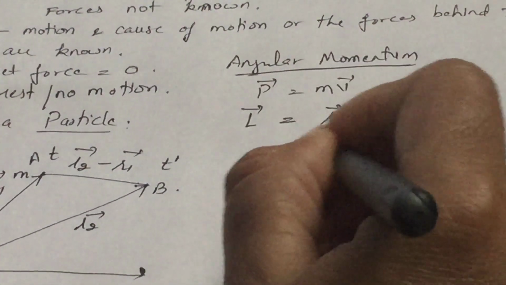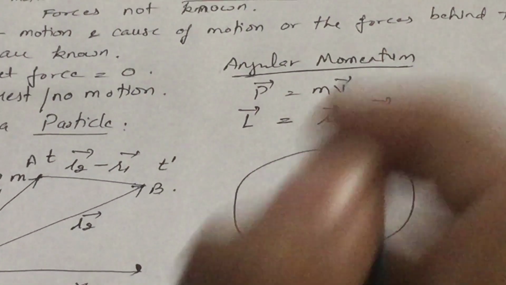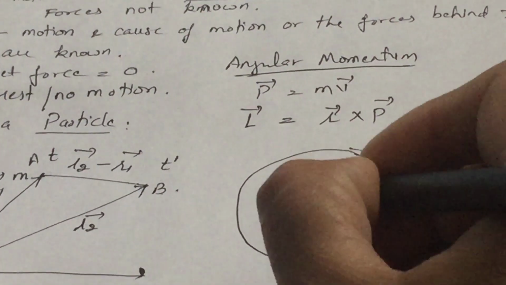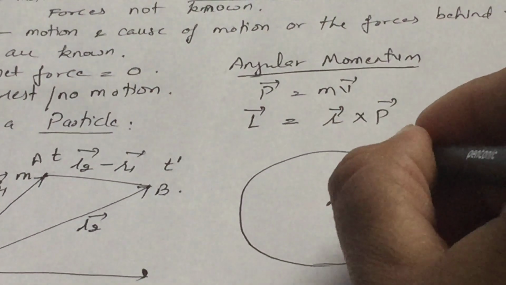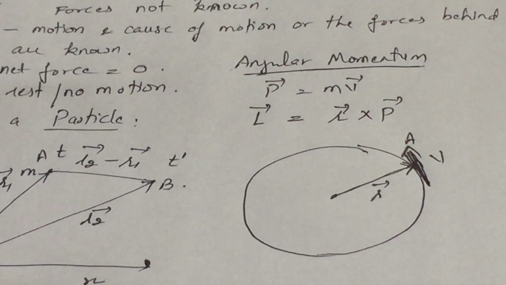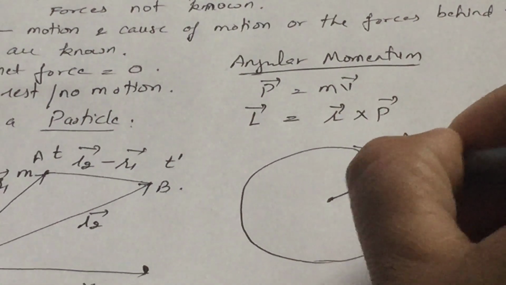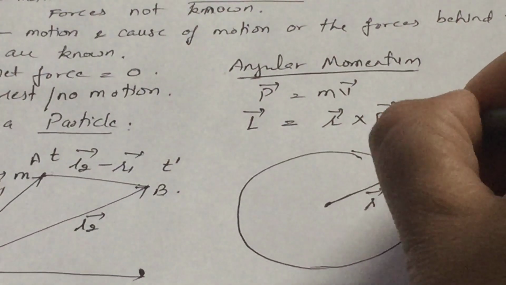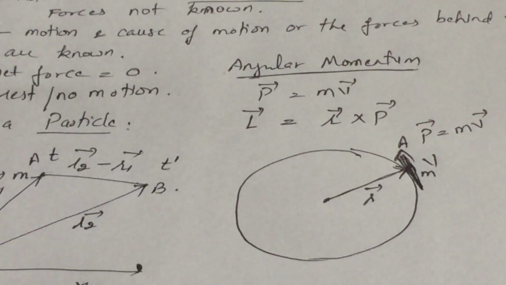Let us consider a particle is moving in anti-clockwise direction and the circular path has a radial vector r, and at any position A the velocity of the particle is v, and we know that if the particle has mass m, in the direction of v there is a momentum, and the momentum is given by mass into velocity.